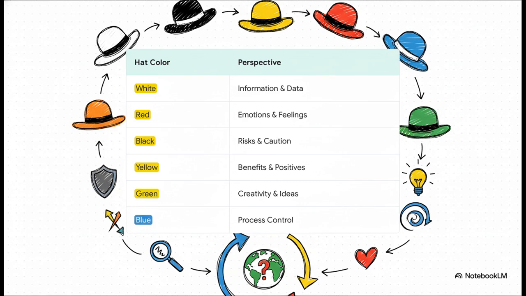The genius here is that it forces the entire group to wear the same hat or adopt the same perspective at the same time. You're all looking at the facts together. Then you all look at the risks together. This completely avoids that classic problem where one person is the permanent naysayer and another is always the cheerleader. It ensures a full 360-degree evaluation without personal bias getting in the way.